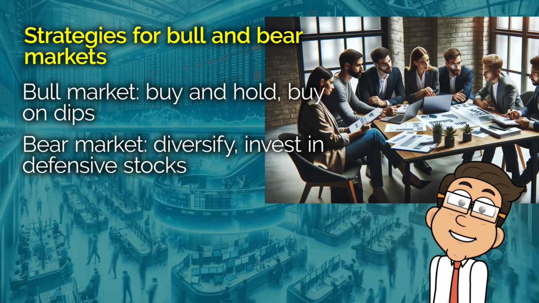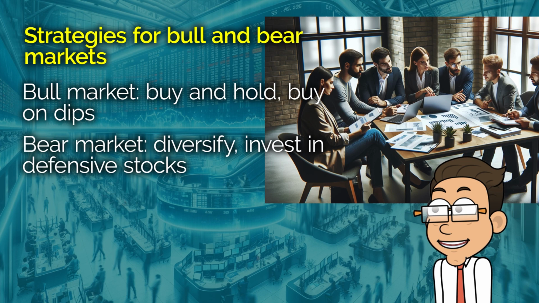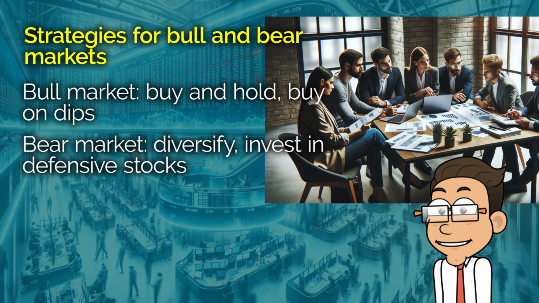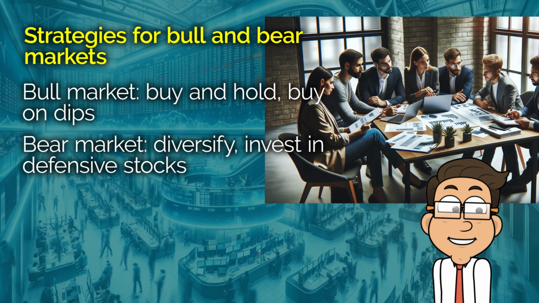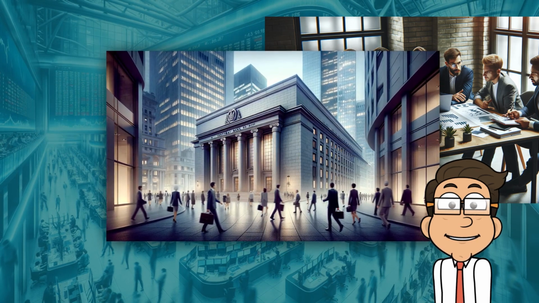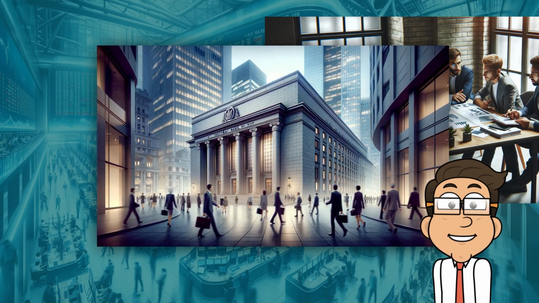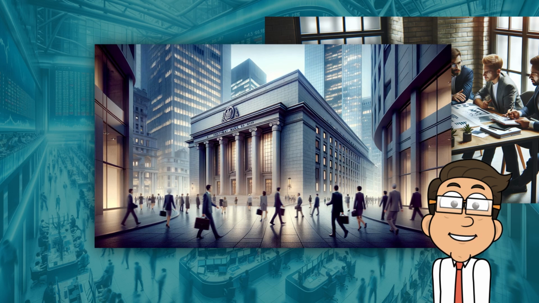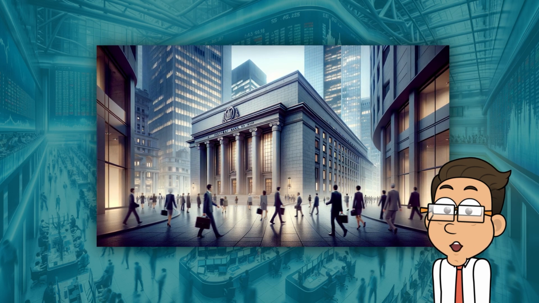In a bear market, one strategy is to diversify your investments. This means spreading your money across different types of investments, like stocks, bonds, and real estate, to reduce your risk. Another strategy is to invest in defensive stocks. These are stocks and companies that tend to do well even when the economy is struggling, like utilities or consumer staples. What's more, some investors choose to stay out of the market during bear markets.